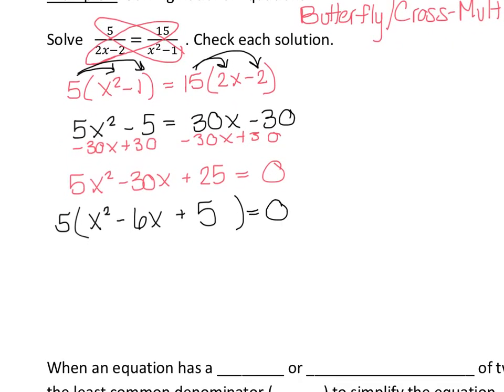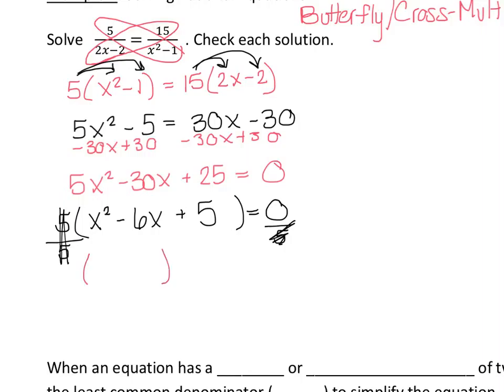We're not done. What can we do with that 5 now? Divide by it. What happens when we do 0 divided by 5? It's just 0, so those 5s all kind of go away. x squared minus 6x plus 5 equals 0. Now we will factor.